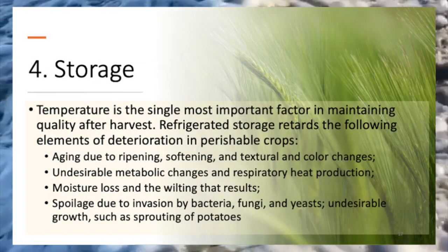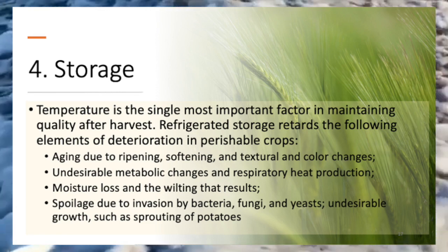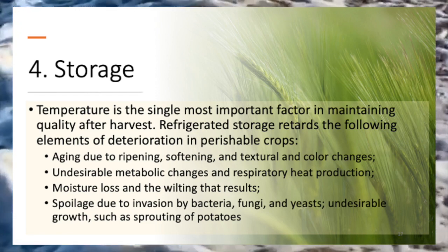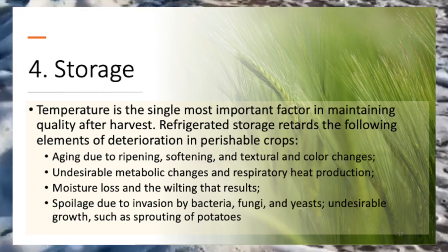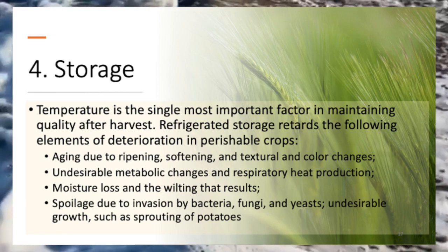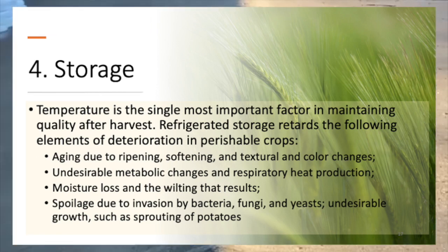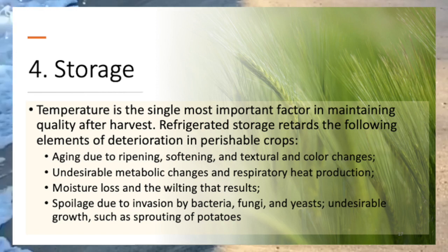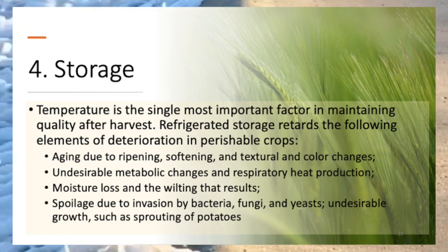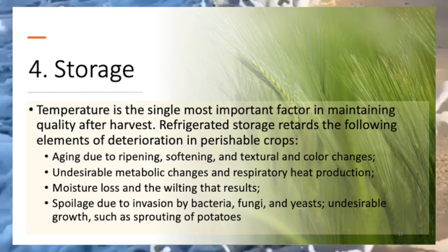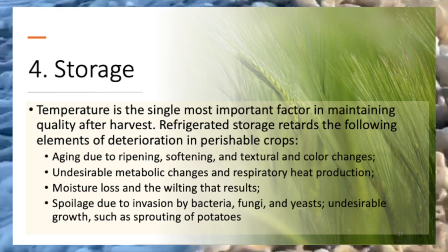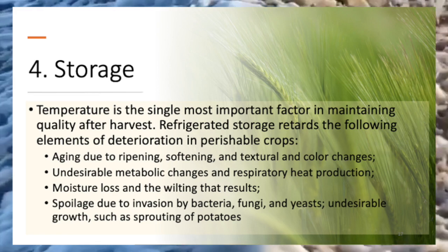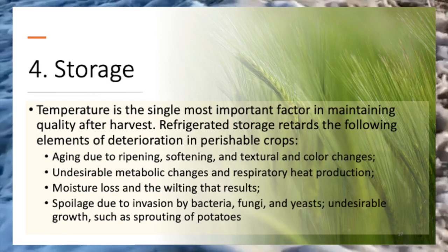Storage is one of the factors that affect the post-harvest, where temperature is the most critical factor in maintaining the post-harvest quality. The following elements of deterioration in perishable crops are delayed by refrigerated storage. The first element is aging due to ripening, softening, texture, and color changes. Secondly, undesirable metabolic changes and the production of respiratory heat. Thirdly, the loss of moisture. And the last one, spoilage due to invasion by bacteria, fungi, and yeast.